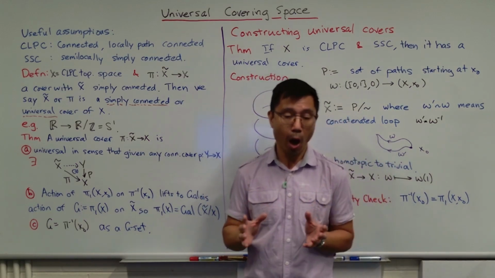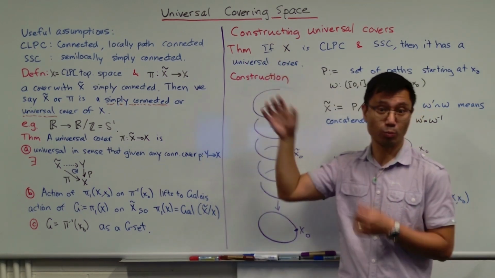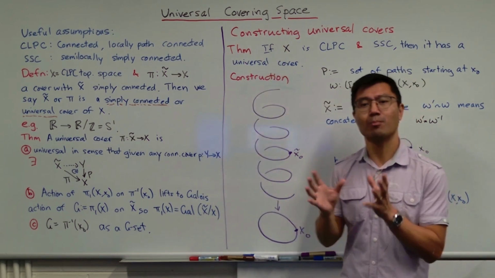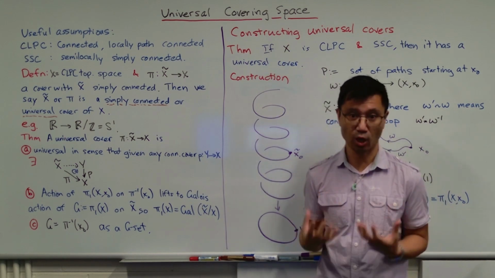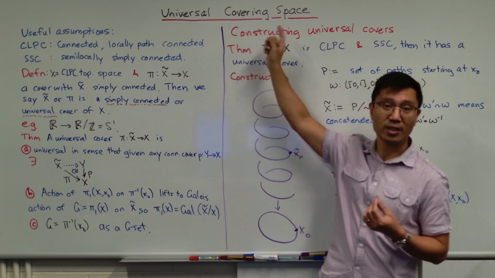In this video, I want to tell you about the topological analogue of the notion of an algebraic closure of a field, or actually more precisely the separable algebraic closure of a field. And that topological notion is called the universal covering space.